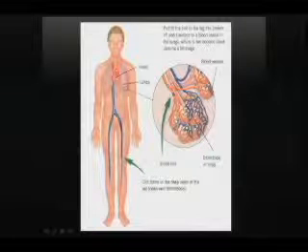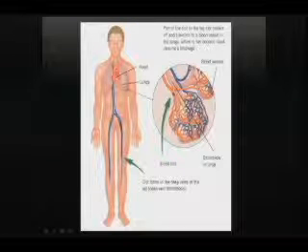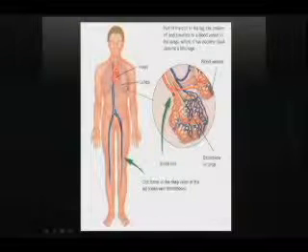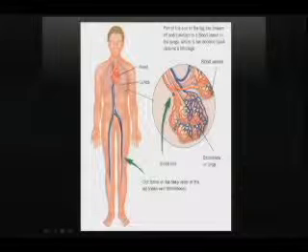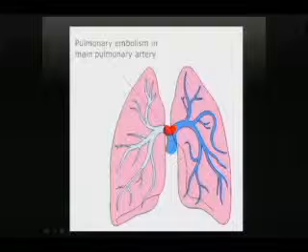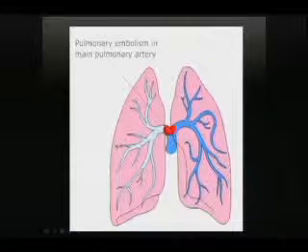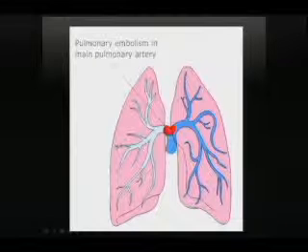So here's just a diagram of, typically the clot occurs in the veins and then travels up the IVC into the pulmonary arteries. So it can be pretty catastrophic when you have a big clot sitting in here, taking out an entire lung, or it can take out both lungs.